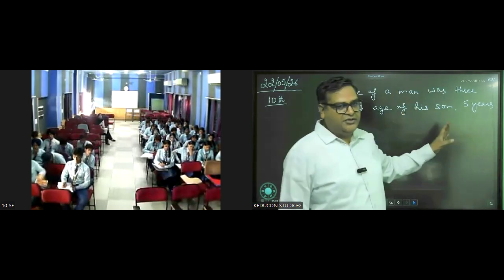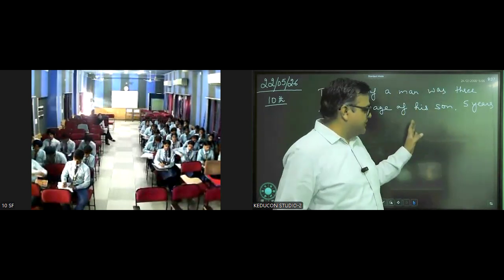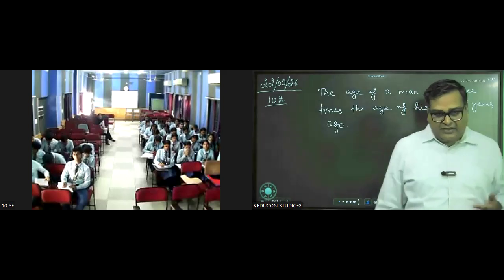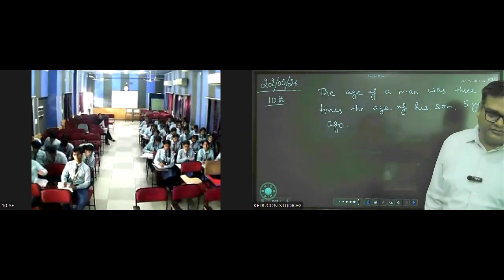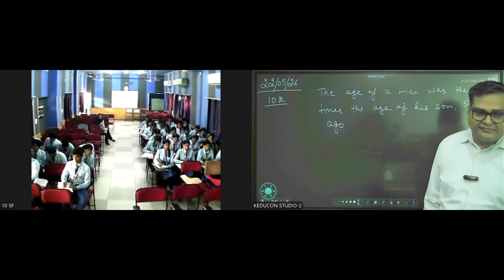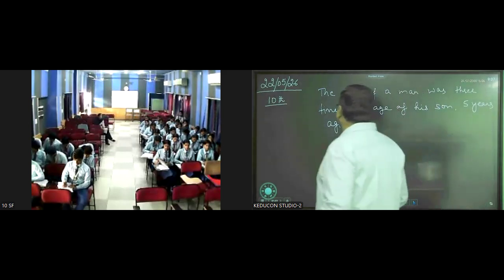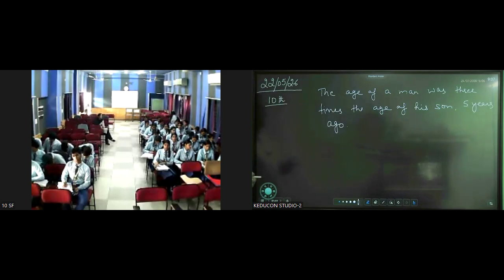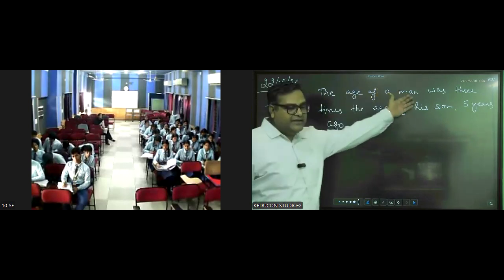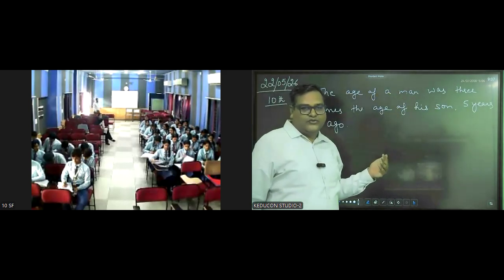If you have understood, then please make the equation for this problem. If you have not understood, then tell me. I'll give you a hint. Student, there are two persons here. One is the man himself and the other is his son. So we have two persons.